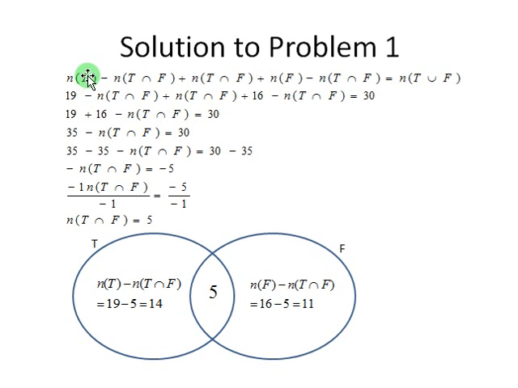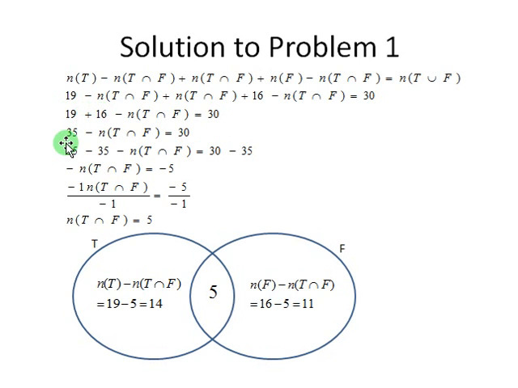The number of those who play tennis is 19. Those who play both tennis and football is unknown, so I'll leave it as it is. The number of those who play football is 16. And the number of members in T union F, or all the students in the class, is 30. This term and this term cancel out, leaving 19 plus 16 minus the number of students in T intersection F on the left hand side of the equation, and 30 on the right hand side of the equation.